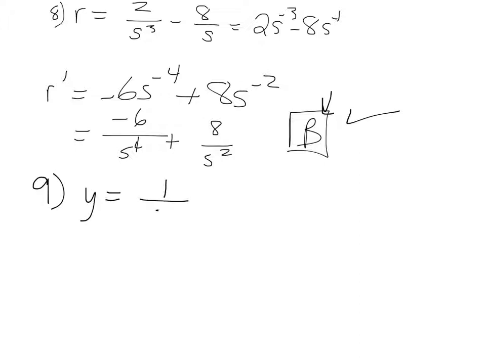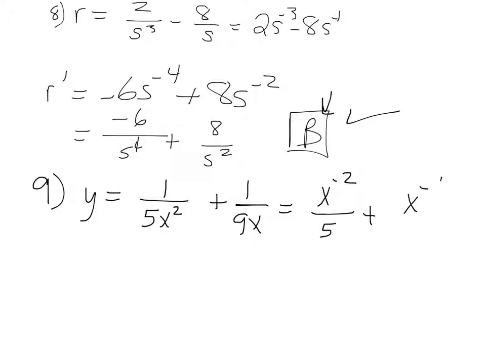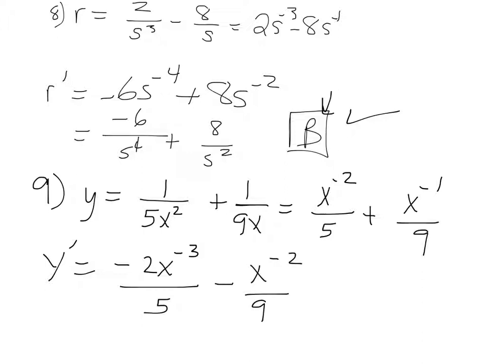Y equals 1 over 5x squared plus 1 over 9x. My only comment on this is be careful. I see students want to bring the 5s and the 9s to the top. You're actually just bringing the variables up, plus x to the negative 1 over 9. In fact, you could pull out 1/5 and 1/9. So this becomes minus 2x to the minus 3 over 5, minus x to the minus 2 over 9. And again, in your answer, this stuff's brought back to the bottom. 9x squared, which is D.